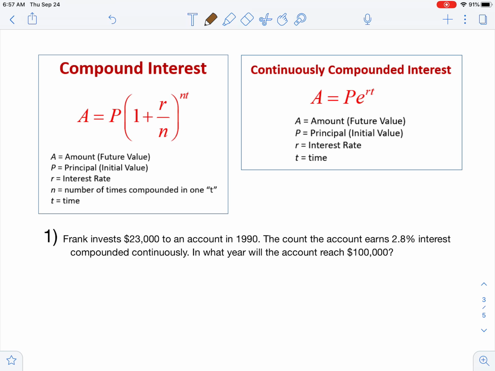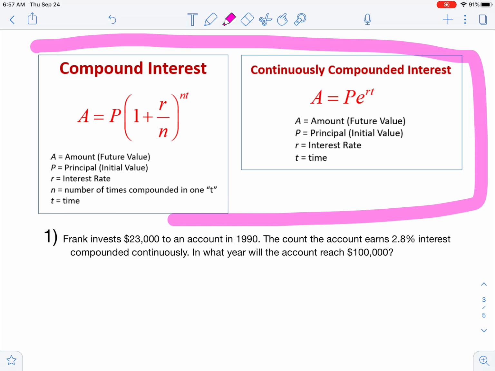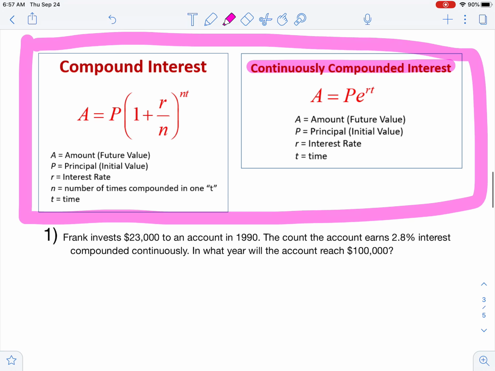Good morning, guys. So, today I'm taking notes with you on compound interest, and there are two formulas for compound interest that I want you to write down. These two formulas are very important. We're going to talk about the difference between the two. But the first formula, continuous interest, is for problem number one.